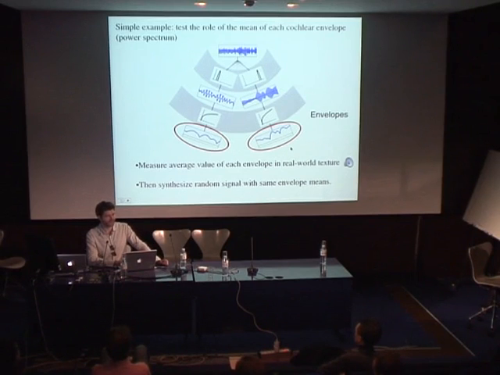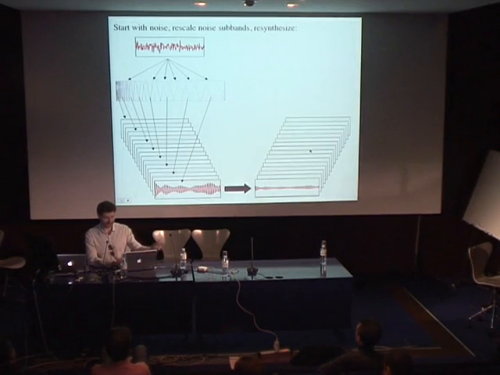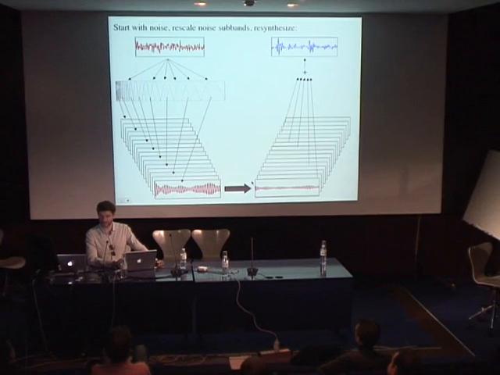The way that we would test that idea in this framework is to start out with some real-world sound like this, process it in our model, take each of the envelopes of the subbands of this sound and measure their average value. So we'd have 30 numbers representing the sound. And now we want to synthesize a random signal that has those same envelope mean values. In this case, it's obviously very easy to do. We start out with a sample of noise, we generate its subbands, and we just rescale the subbands so that their envelopes have the correct average value. We then add them back up, and we get a new signal. And we'll then listen to it and see what it sounds like.